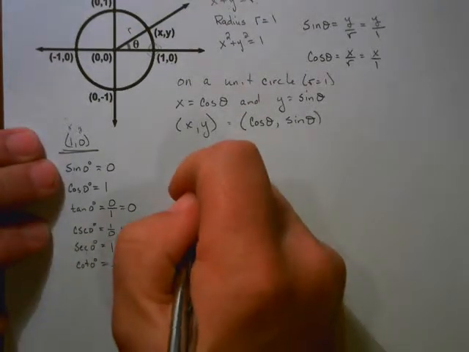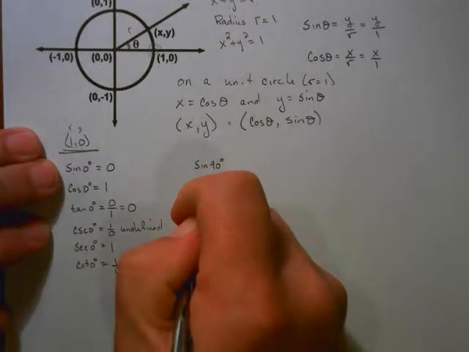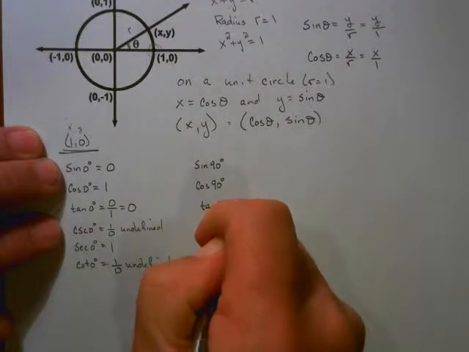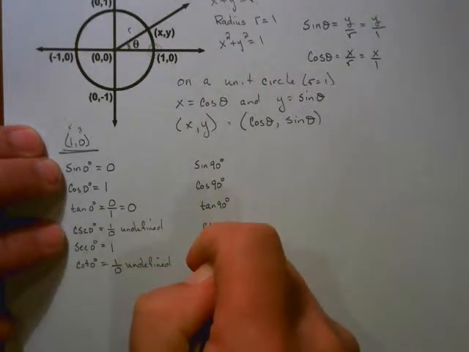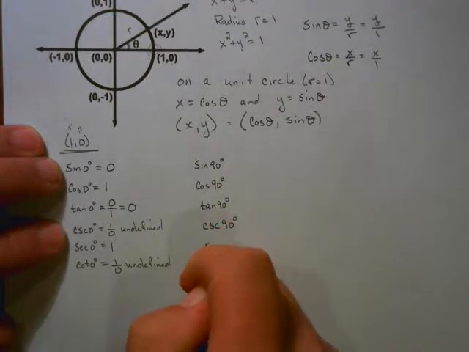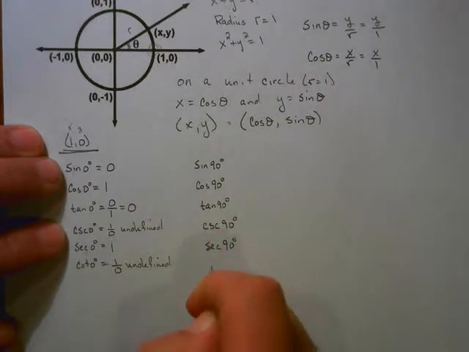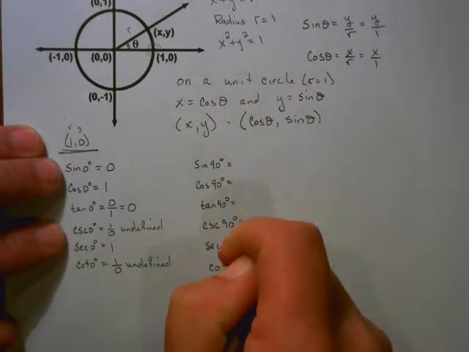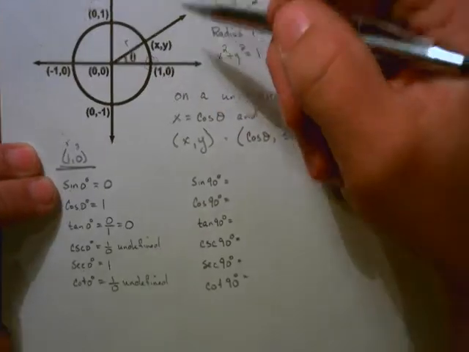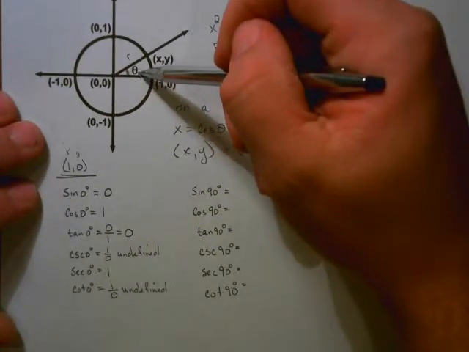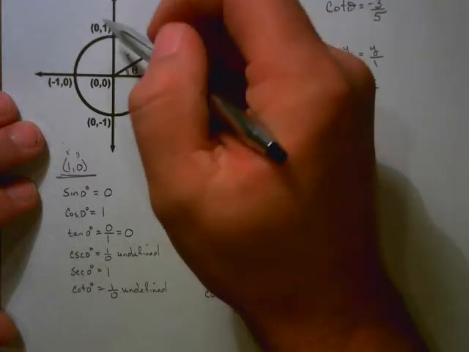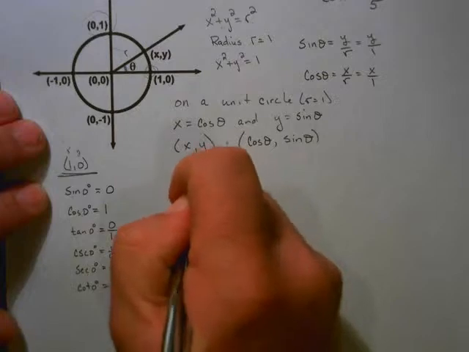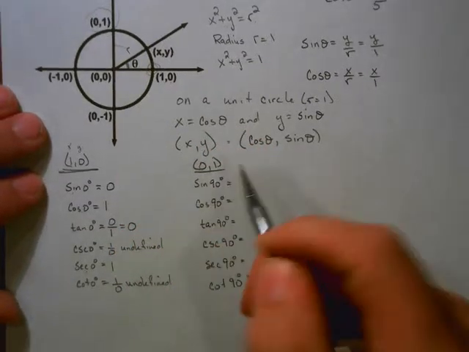If we want to find sine of 90 degrees, cosine of 90 degrees, tangent 90 degrees, cosecant 90 degrees, secant 90 degrees, and cotangent 90 degrees, 90 degrees on our circle, as we go around, it's going to be here. So we're going to use this point now. So it's going to be 0, 1. So again, here's my x, y.